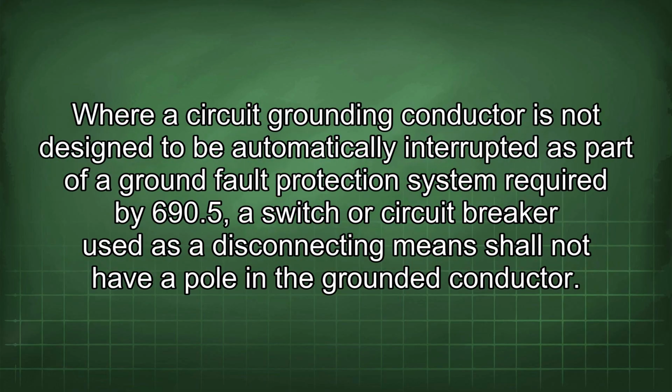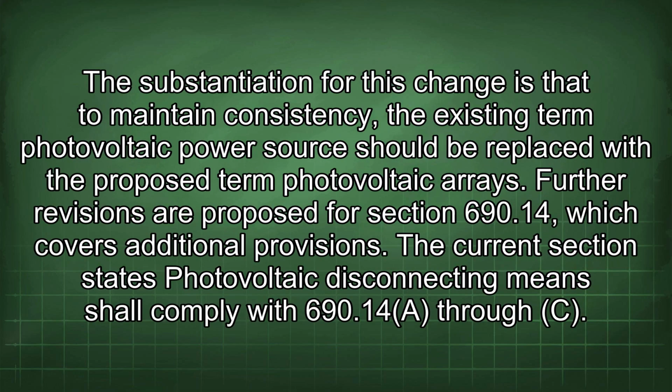Where a circuit grounding conductor is not designed to be automatically interrupted as part of a ground fault protection system required by 690.5, a switch or circuit breaker used as a disconnecting means shall not have a pole in the grounded conductor. The substantiation for this change is that to maintain consistency, the existing term photovoltaic power source should be replaced with the proposed term photovoltaic arrays.